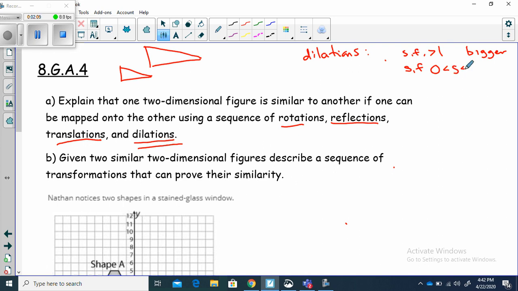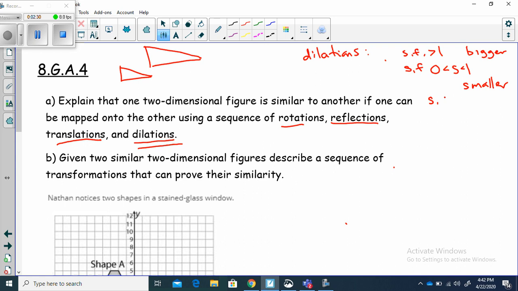What if you have a scale factor that is between 0 and 1? In other words, a fraction that isn't negative. If you do that, the figure you're going to get is smaller. Let's say you started with this. This was your pre-image, and you dilated by a scale factor of 1/2. This would be 1/2 the size of this one.